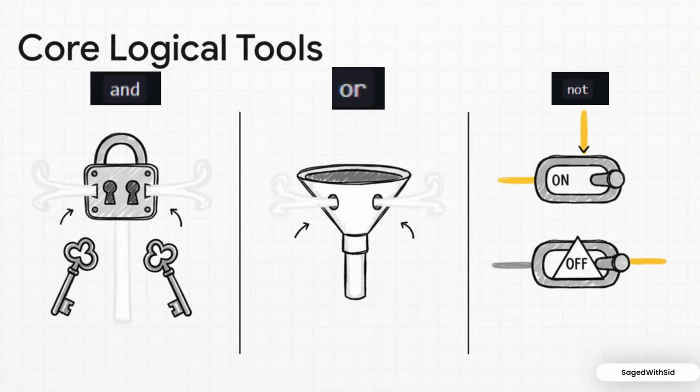And, or, and not. These are your tools for asking more complicated questions. And is the strict one. Both things have to be true. Or is the chill one. As long as one thing is true, it's happy. And not is the opposite guy. It just flips the answer from true to false or false to true.